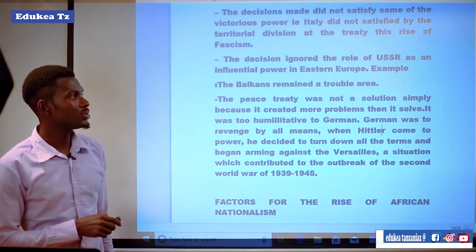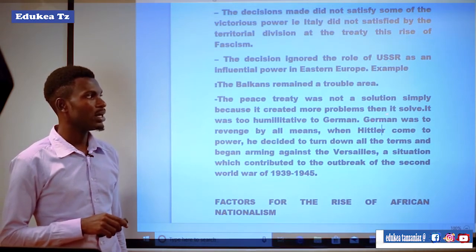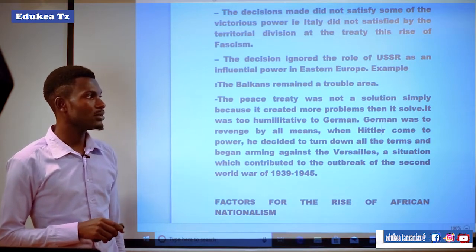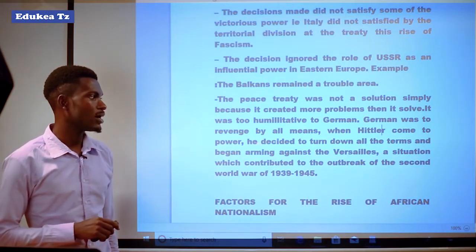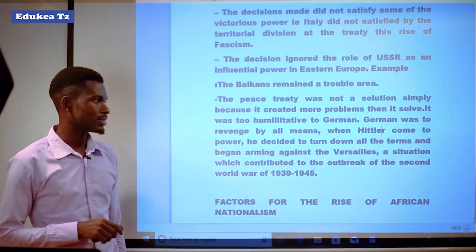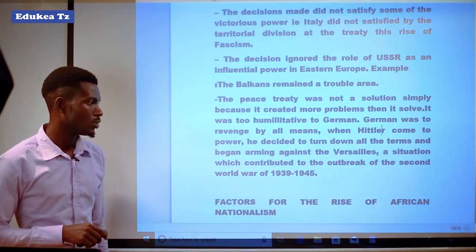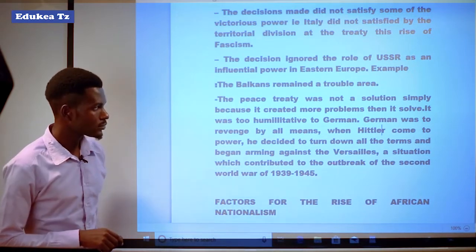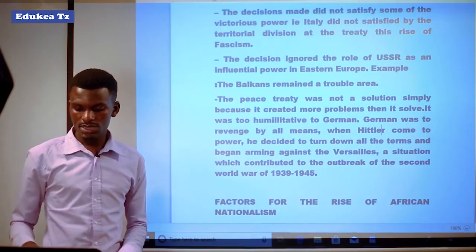It means that the peace treaty was not a solution simply because it created more problems than it solved. It was too humiliating to Germany, and Germany was determined to take revenge by all means. When Hitler came to power, he decided to turn down all the terms and began arming against the Versailles, a situation which contributed to the outbreak of the Second World War of 1939 to 1945. So these were the weaknesses of the Versailles Peace Treaty.